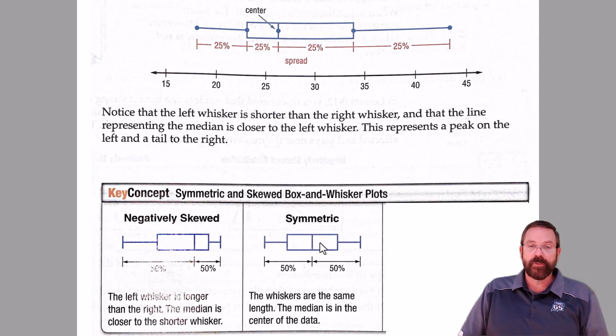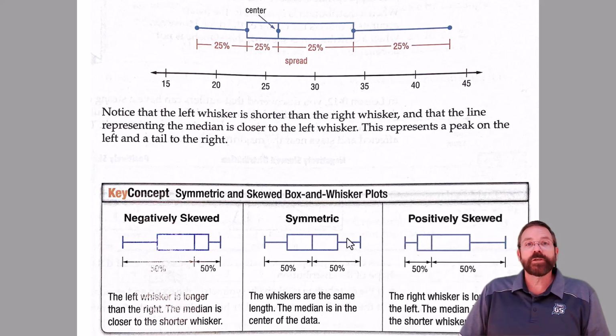Here you can see that 50% of the data is on either side of the median, which is this vertical line. You can also see in the middle 50%, 25% and 25% on each side. Those sides are the same. The whiskers are the same. This is a perfectly symmetrical graph. And then we're going to look at a skewed right, or positively skewed, one.